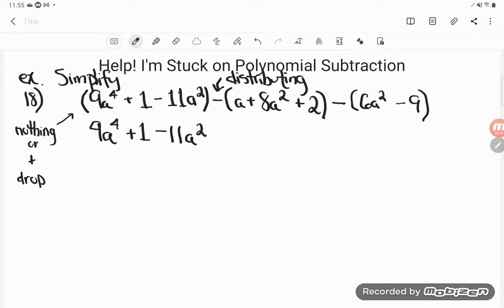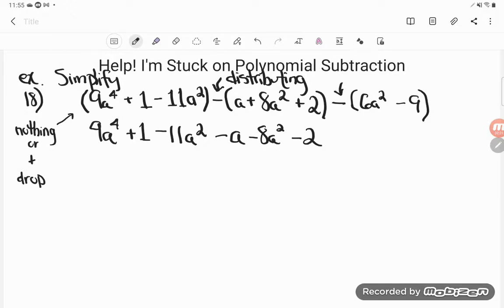All that's going to happen is that all the terms are going to change signs, okay? So if you look in the parentheses, that was a positive a, now it's going to be minus a. And that was a plus 8a squared, now it's going to be minus 8a squared. And that was a plus 2, now it's going to be minus 2.